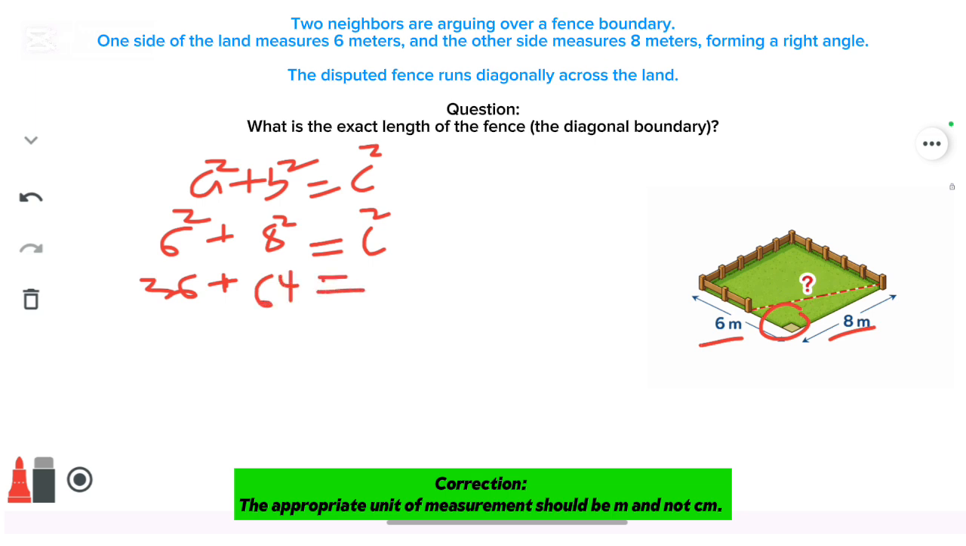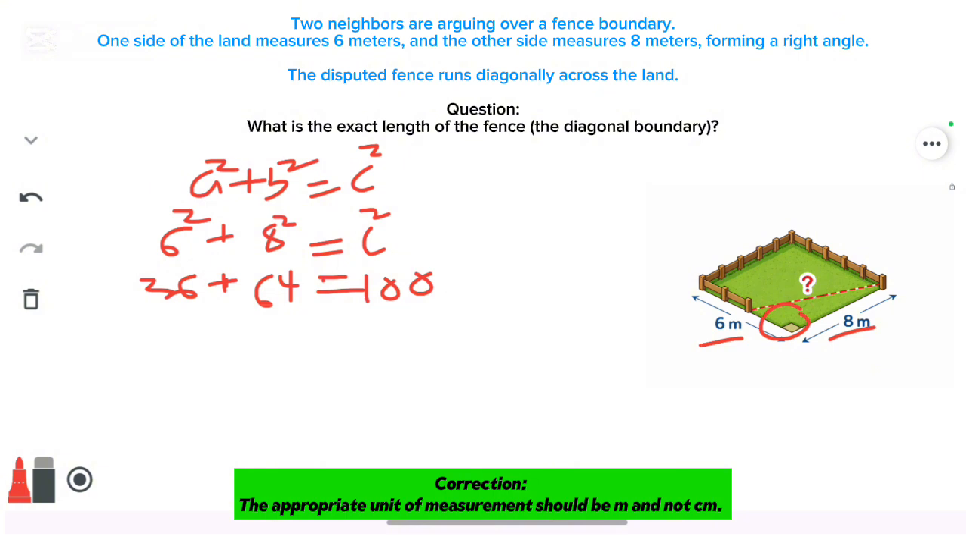And the next step after that is you have to add the result. So 36 added with 64 is equal to 100. So 100 over there, and it's not yet over.